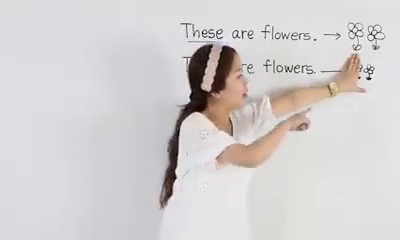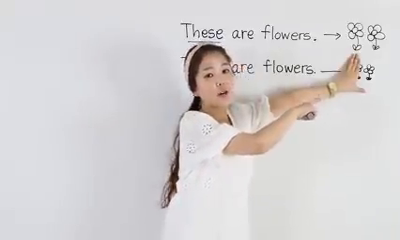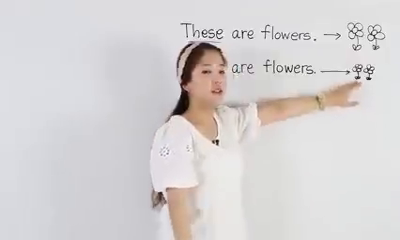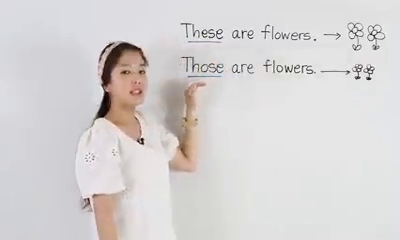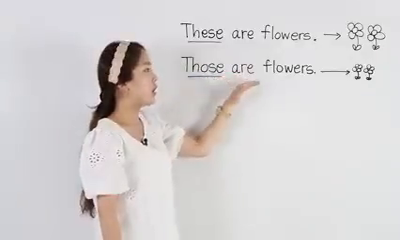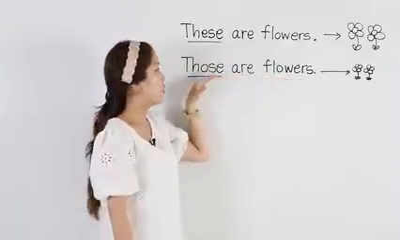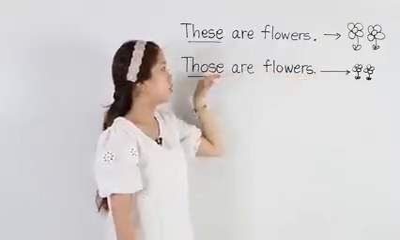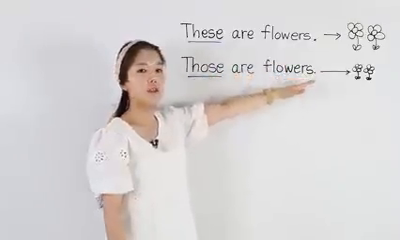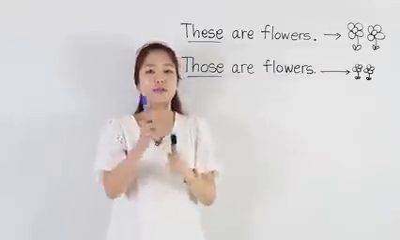Okay, now there's one that's far away. We say that is a flower, but again, there's more than one. There are two flowers. So in that case, we use those are flowers. Those are flowers. They're far away. So those are flowers.